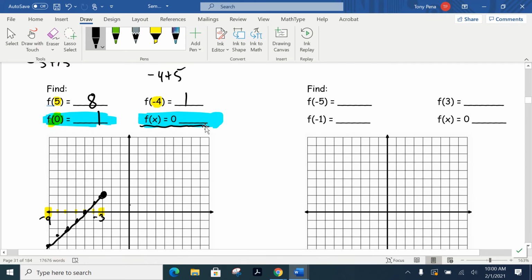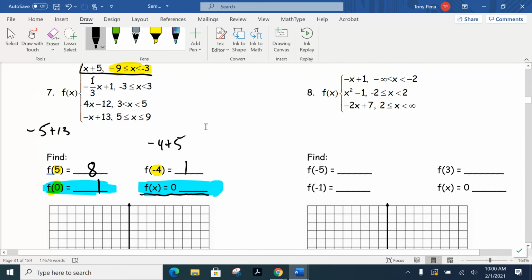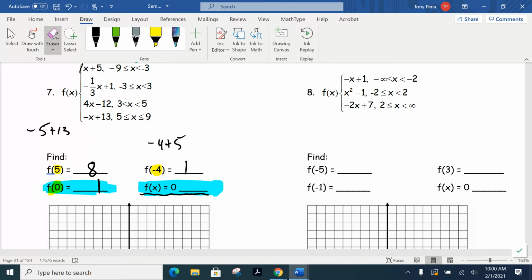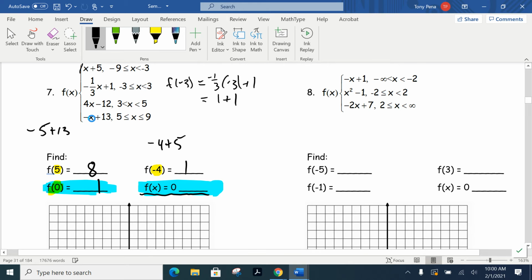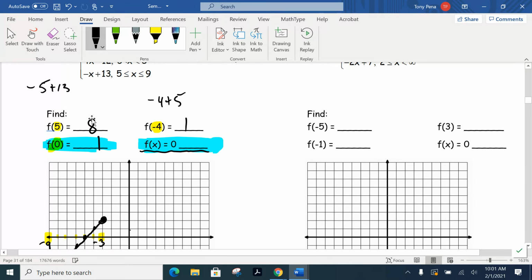Now, the next line, a couple different routes we could take, and we've done them both ways, is we could just now figure out what is f of negative 3. So take our negative 3 and plug that in. So negative 1/3 times a negative 3 plus a 1 should be 1 plus 1. So that's a value of 2. Notice how that is the exact same point we are already at.